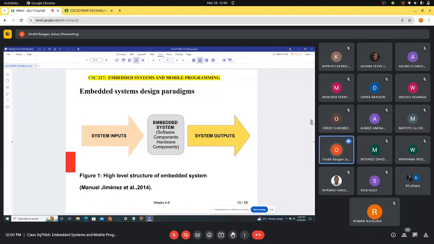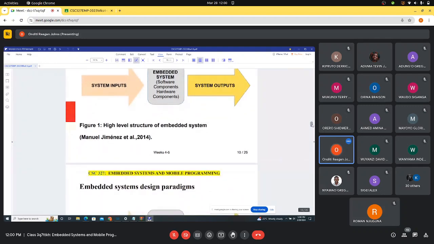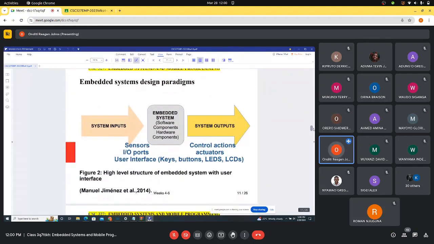So this is where we have the LCD screens to give us the output and the servo motors to turn and so on. So we need to understand what is the design of the embedded systems and how it is structured. If you have a look at that, the input-output devices, sensors and so on, then the control action, actuators and so on become the output devices, the LEDs, the LCDs and so on.